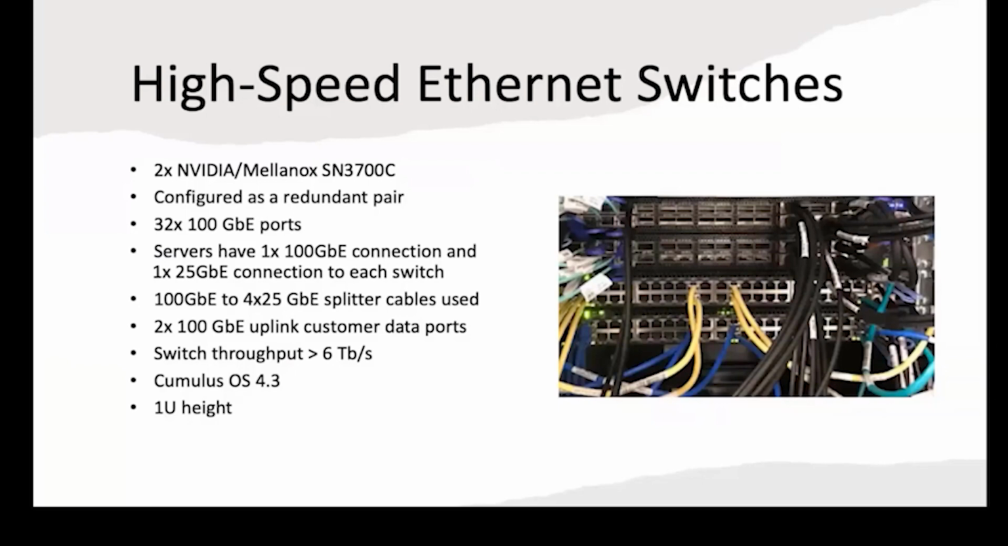Each of these switches has 32 100 gigabit ports on it, and each of the servers has a 100 gigabit connection to each of the switches, for 2 in total from each server. The 100 gigabit ports on the switches can be broken into 4 25 gigabit ports using splitter cables. This is what's done to provide the application network. So each of the servers in Spectrum Fusion HCI will also have a 25 gigabit connection to each switch, in addition to the 100 gigabit connection.